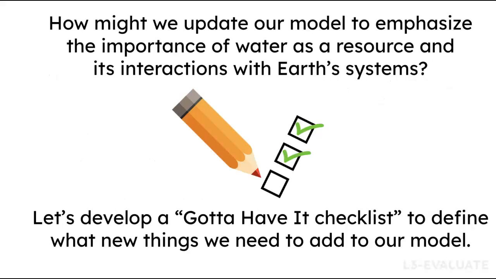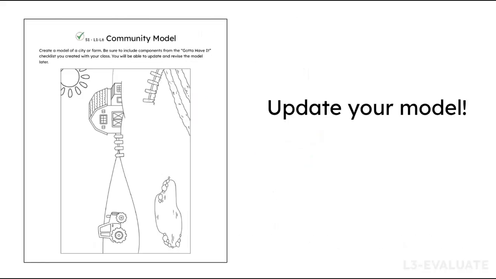For the Evaluate, you'll remind students of the model they've been working on. You'll ask how they might update their models to emphasize the importance of water as a resource and its interactions with Earth's systems. You'll develop a Gotta Have It checklist with students to define what new things they need to add to their model. You'll have students update their model in the Community Model student journal page.